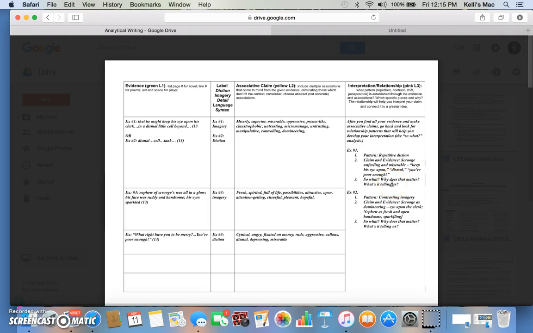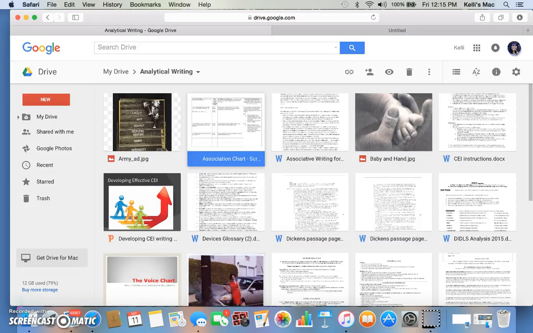So why does that matter? Have them fill that part out. So over here, they might have a couple boxes that look like repetitive diction, unfeeling and miserly. It creates a feeling of blah. Make sense? So we give them that chart and then give it to them filled out if you want already halfway, or give it to them blank and let them work through it with you.